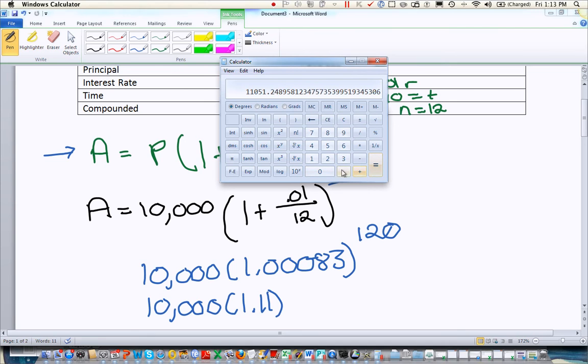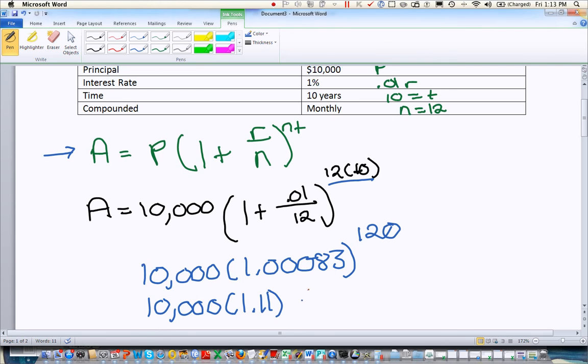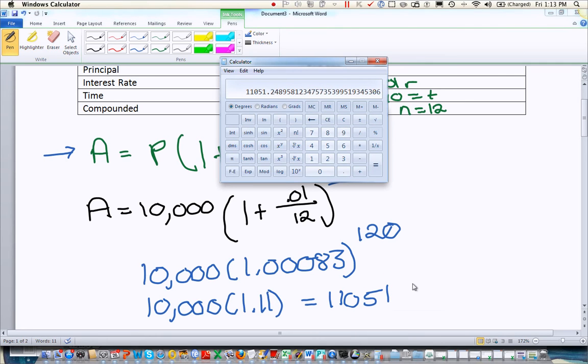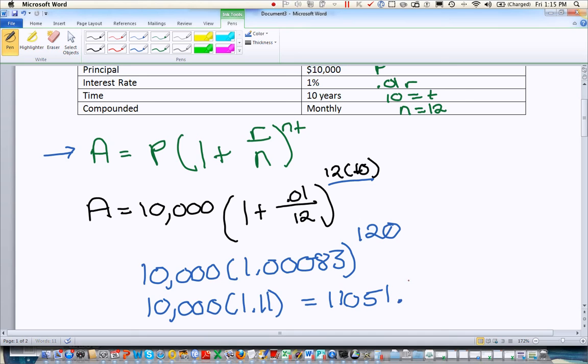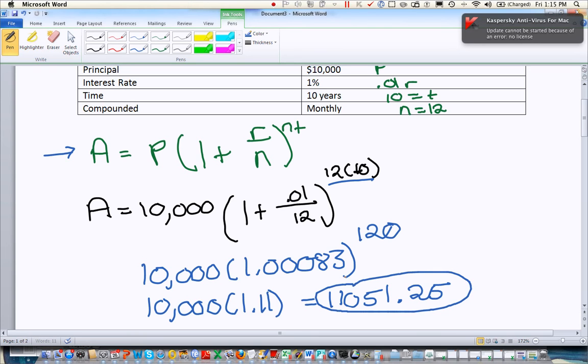And I'm going to have $11,051.25. Now remember, $11,051 and 25 cents. Remember, rounding money is always rounded to 2 decimal places, and they tell you on the MML not to round until the very end because rounding in between will result in a different final response.